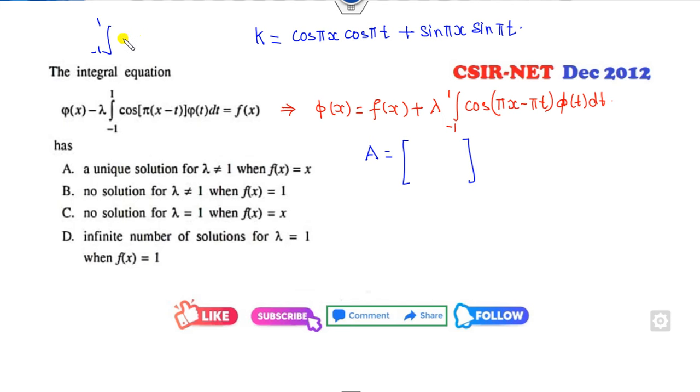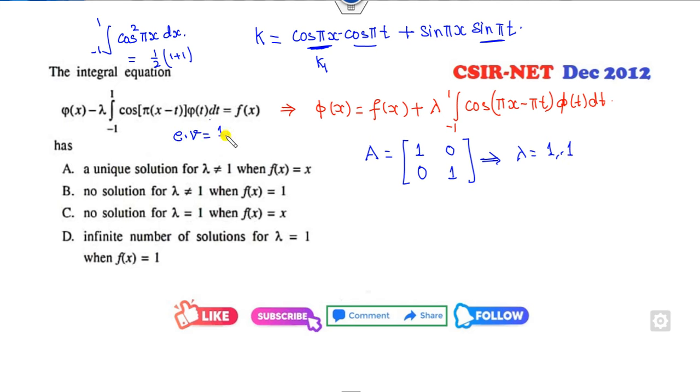First one, cos square pi x. So can you integrate them? It will be half of, this is 1 plus 1, 2, so 1. Similarly, the same thing, it is 1. By the orthogonal property, k1 and k2 give 0. So the eigenvalues are 1 and 1. So this system has eigenvalues, the reciprocal of this, 1 and 1.